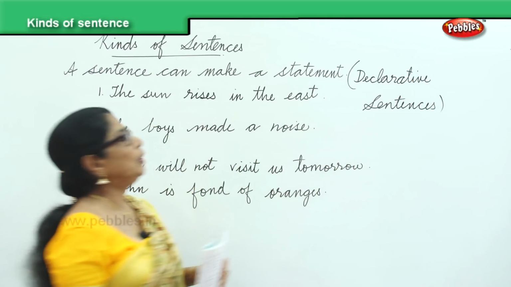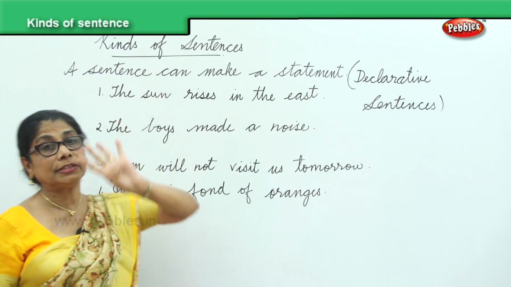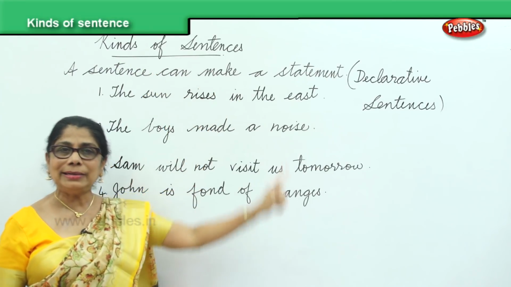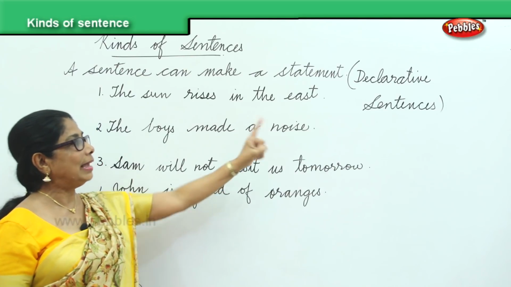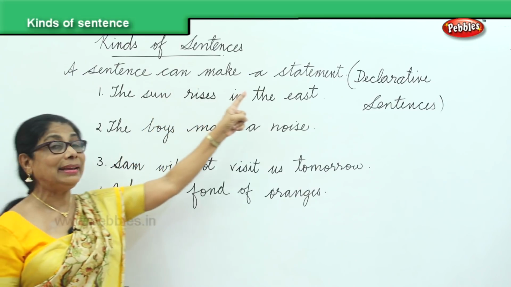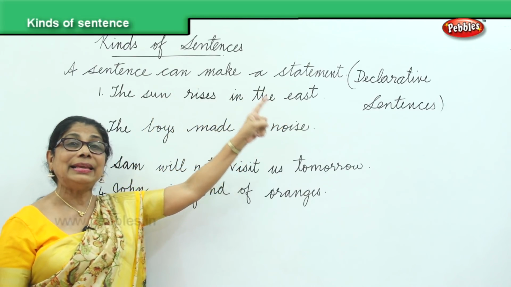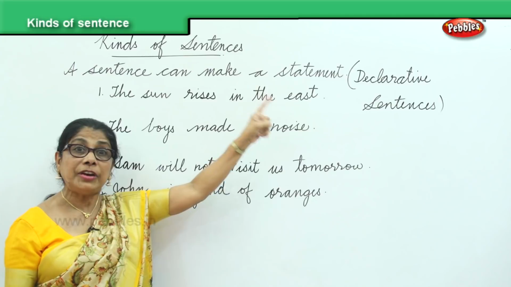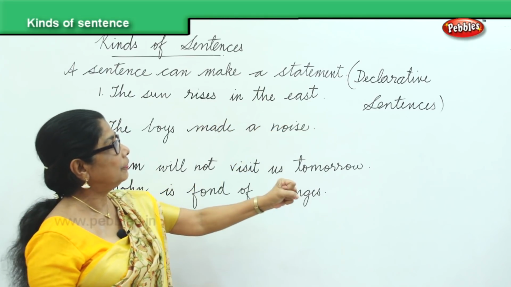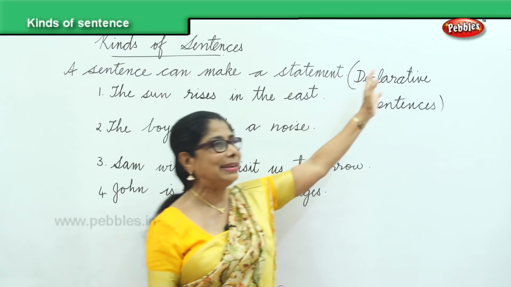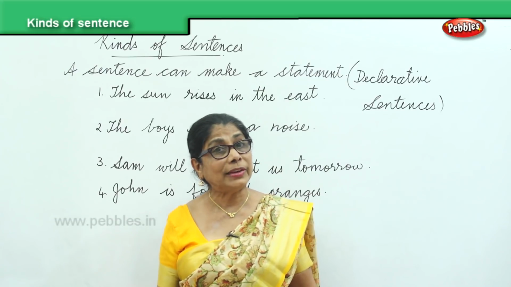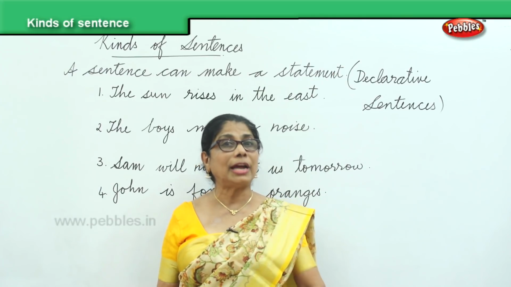So, what did we learn today? There are four kinds of sentences, and we have done one kind. The first kind is the declarative sentence. A sentence can make a statement. It can be affirmative, it can be assertive, and we call such sentences declarative sentences. We will do more in the form of exercises for you to grasp better.